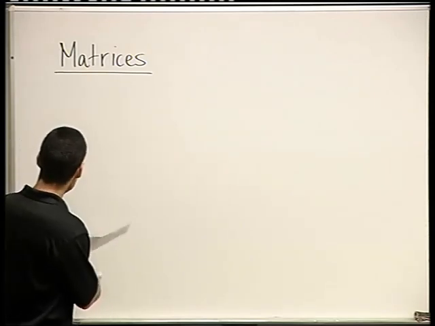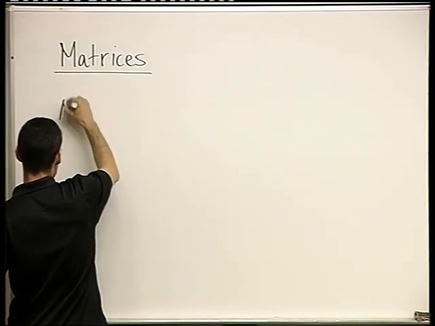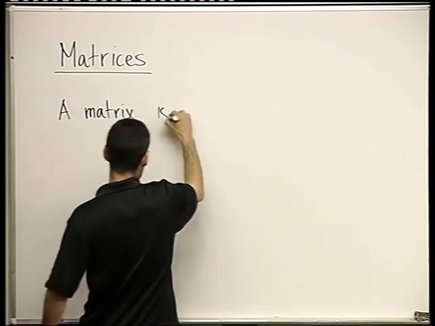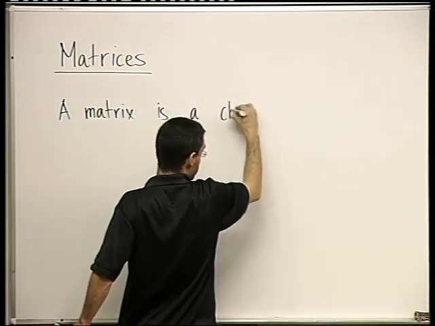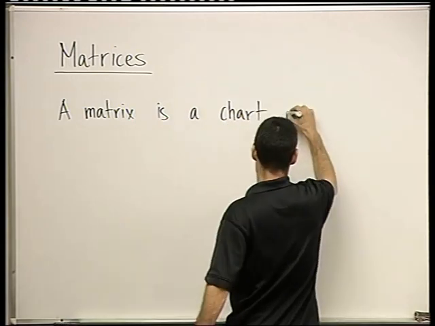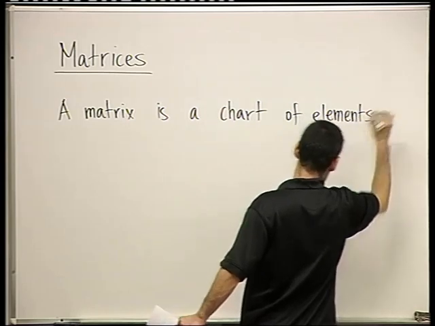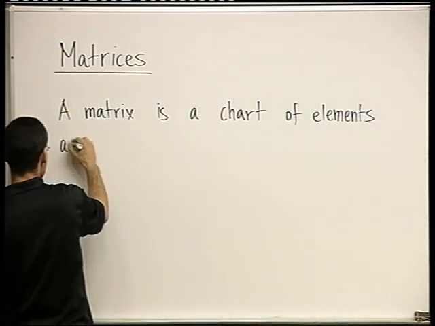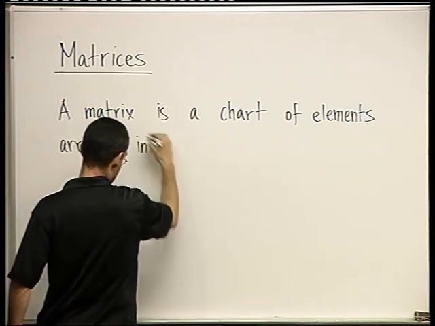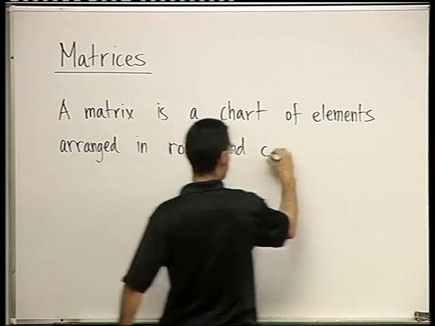So here we go. What is a matrix? That's the first thing to know. A matrix is a chart, you can call it a chart of elements arranged in rows and columns.